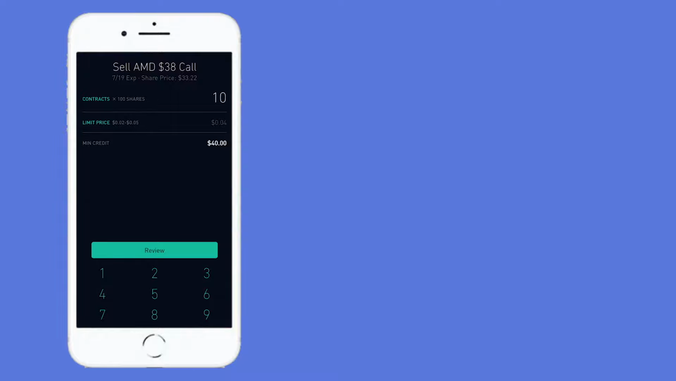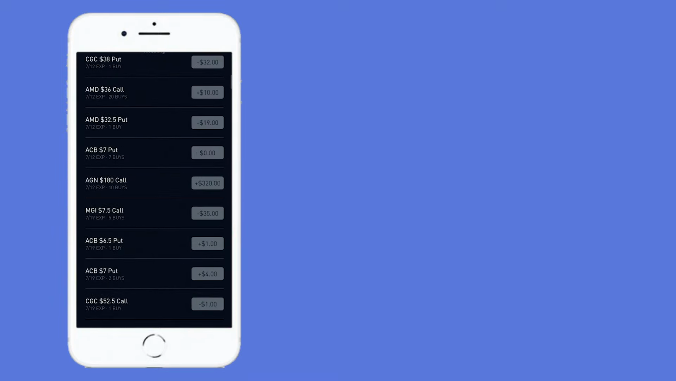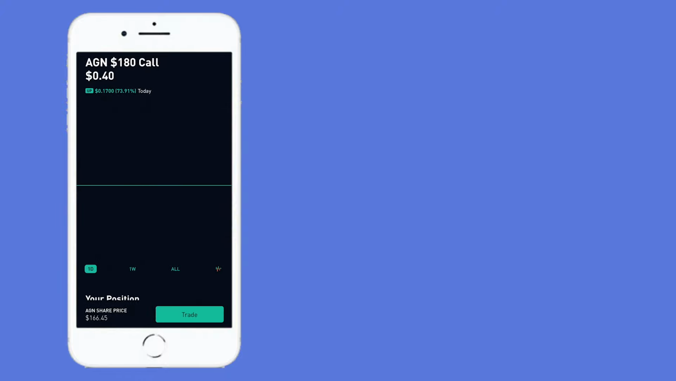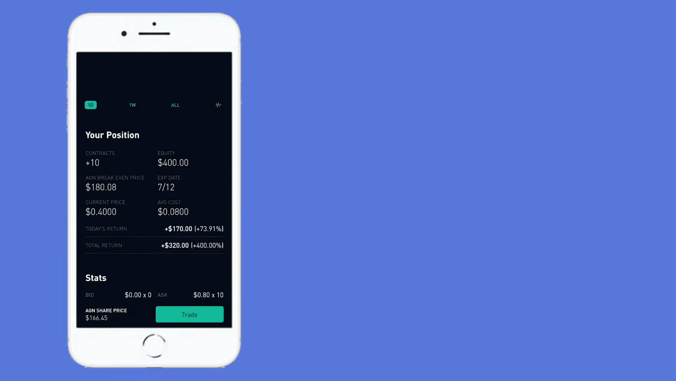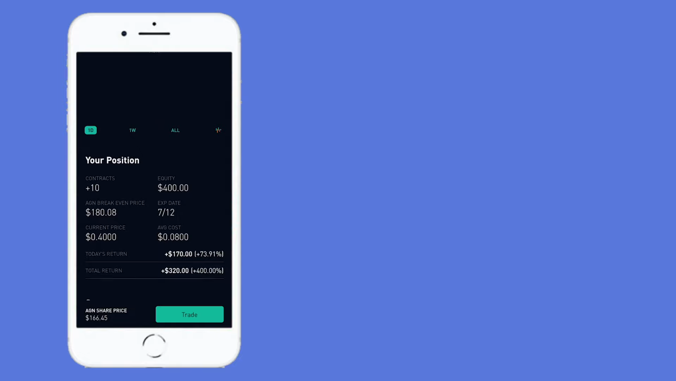So it's literally crazy. It's hard to imagine explaining the way you'll feel the first time you make like $400 on your phone in a few minutes from a good call. So that's literally possible. Looking at this option, I bought 10 of these for 8 cents and it went up to 40 cents per contract. So making 400% return, the total $320 return.